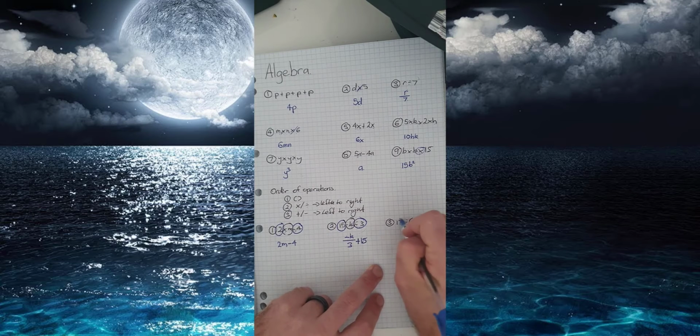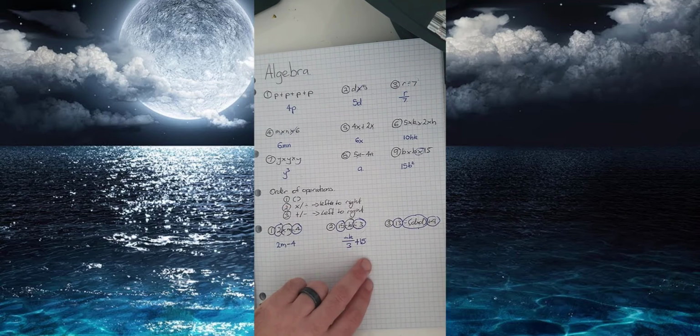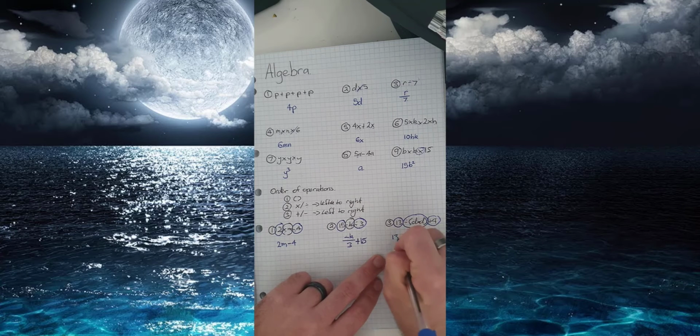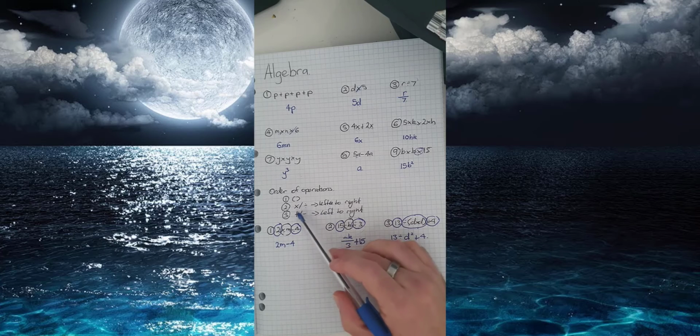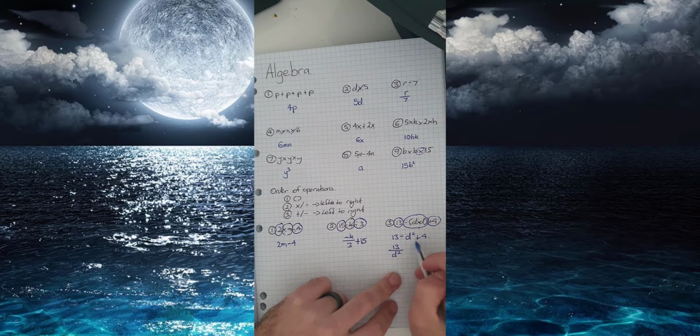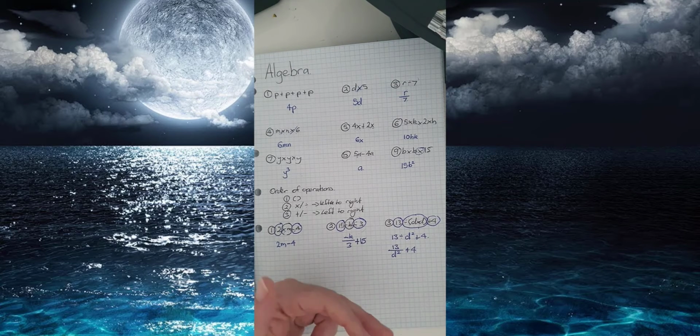Coming over here, circling my terms. Now I've got my brackets here. Now looking up here, this is my bracket I've got to do first. So let's write that out. 13 divided by, d times d, d squared plus 4. So I've got that. Now 13 over d. Now I'm doing the divide first because that comes before the plus or the minus. Now I'm only left with this plus 4, and I just tack it onto the end like so. This again is in its simplified form.